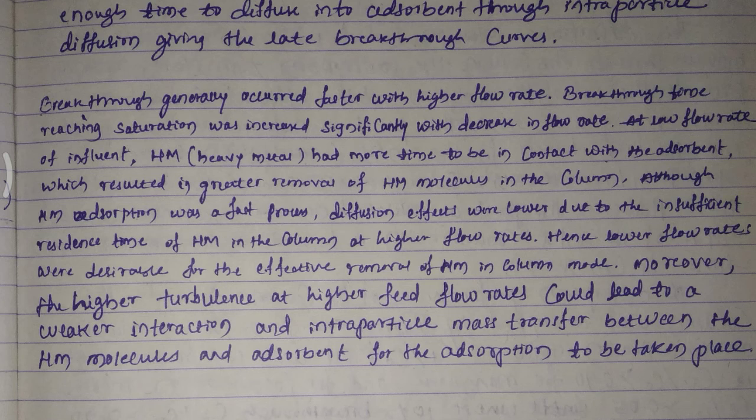Although heavy metal adsorption was a fast process, diffusion effects were lower due to the insufficient residence time of heavy metals in the column at higher flow rates. Hence, lower flow rates were desirable for the effective removal of heavy metal in column mode. Moreover, the higher turbulence at higher flow rate could lead to a weaker interaction and intraparticle mass transfer between the heavy metal molecules and adsorbent for the adsorption to take place.